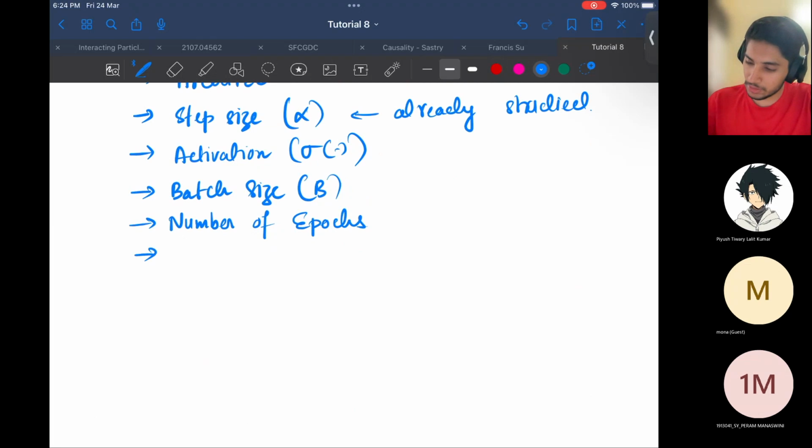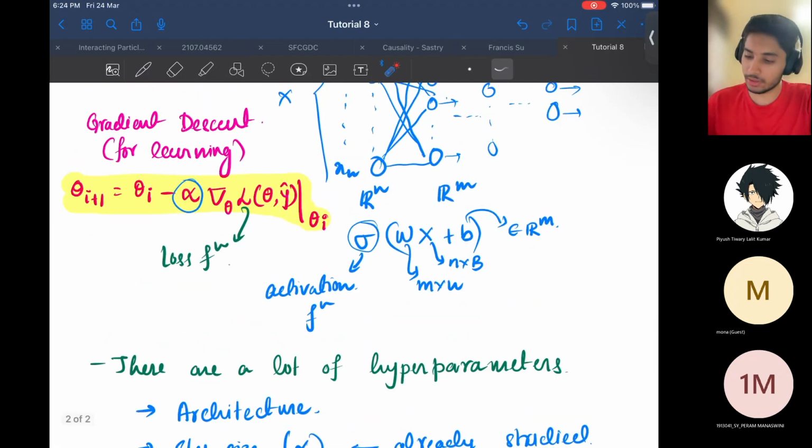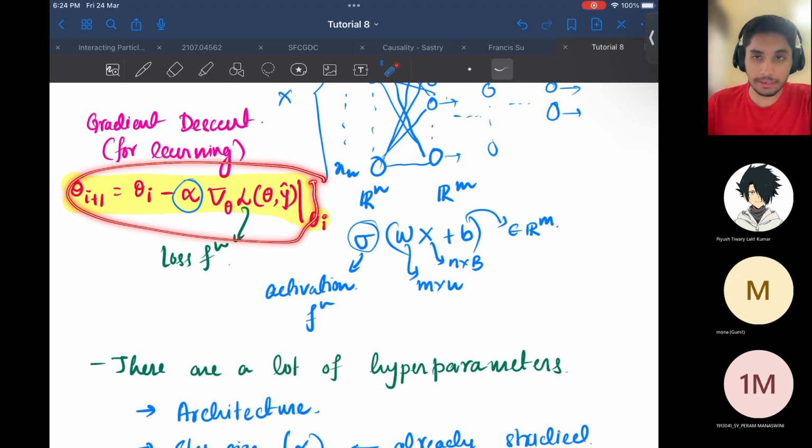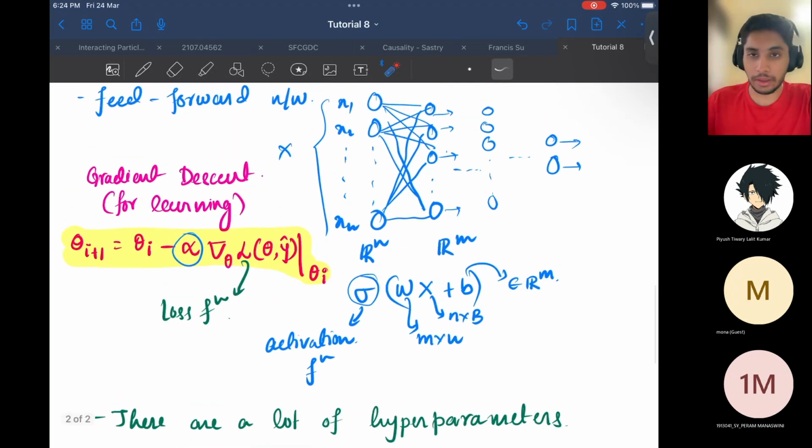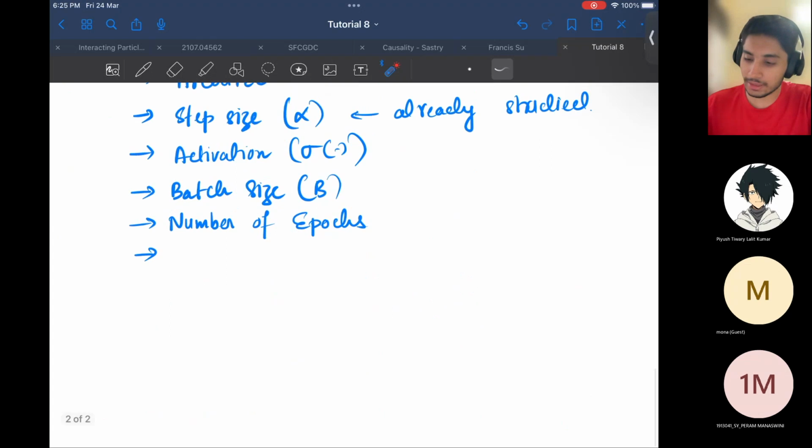And another thing could be, how do you initialize your network at all? This is an iterative algorithm, I hope you will agree with me. So there has to be some theta naught to start with, right? It won't happen that this algorithm will get initialized automatically. We need to initialize it from somewhere. So that is another hyperparameter, right? Initialization.